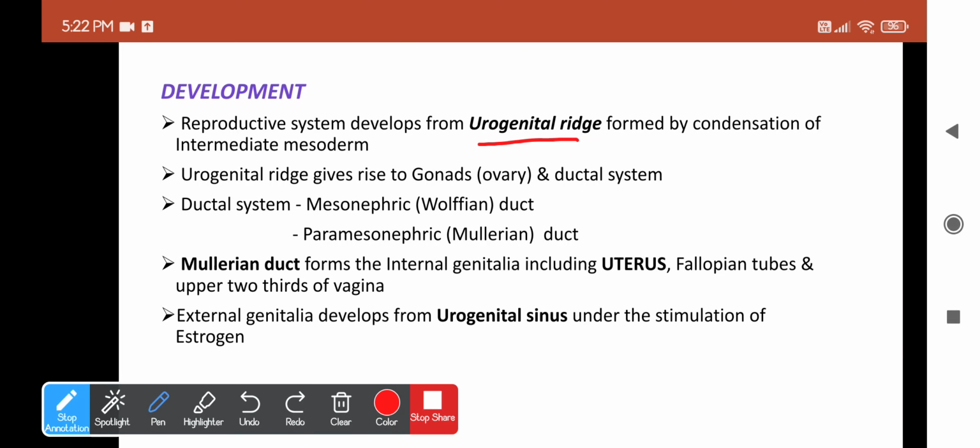And this urogenital ridge develops into gonads and ductal system. Gonads here refers to the ovaries, and the ductal system includes the mesonephric or Wolffian duct and the paramesonephric or Mullerian duct. The Wolffian duct actually develops in males, and in females it is the Mullerian duct which develops into genitalia. This Mullerian duct will form the uterus, fallopian tubes, and the upper two-thirds of the vagina. And the external genitalia will develop from the urogenital sinus under the stimulation of estrogen.